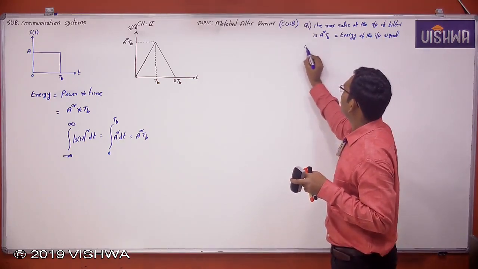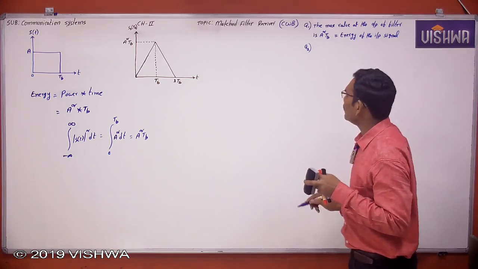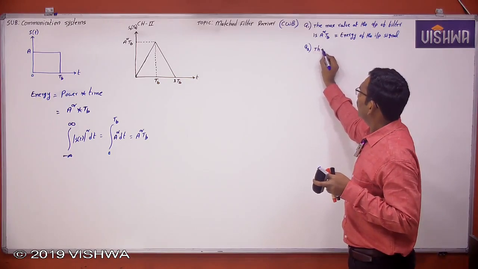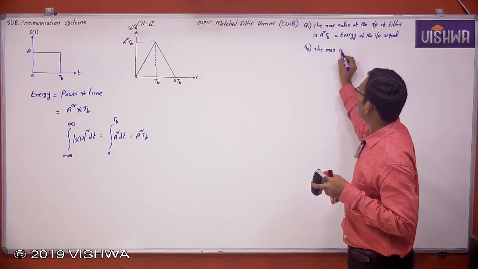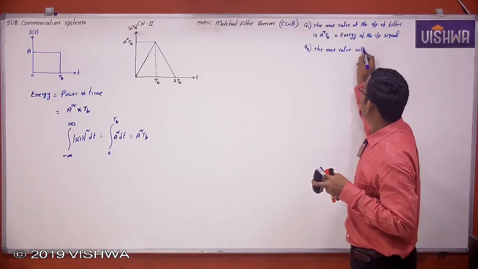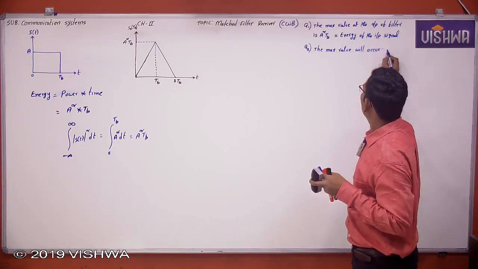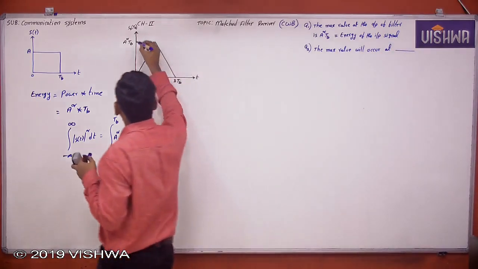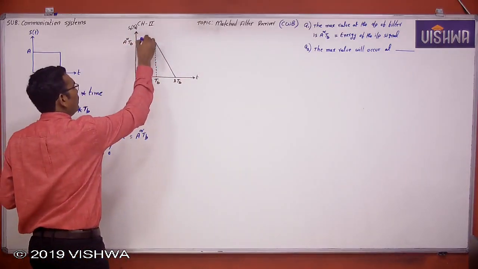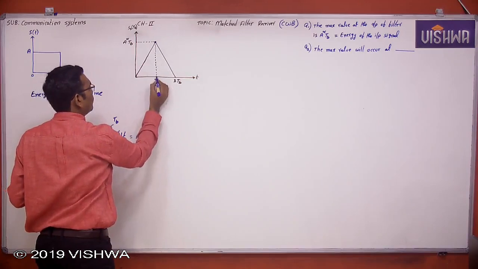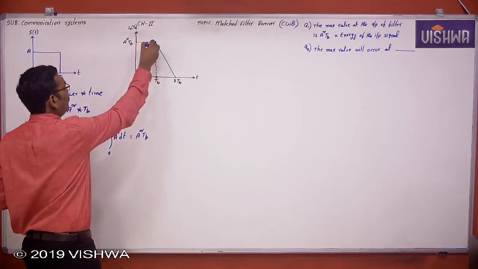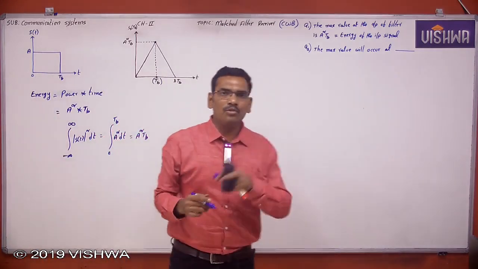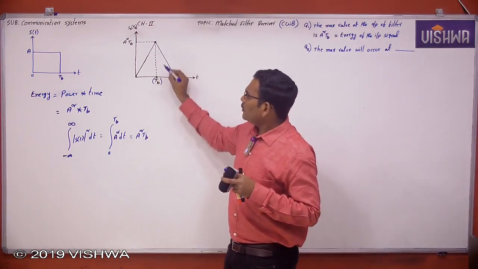Now there may be another question. Question number 2: the maximum value will occur at dash. Now where is the maximum value? This is the maximum value, A squared TB. The maximum value will occur at TB. Sir, do I again need to do the convolution? Not required.